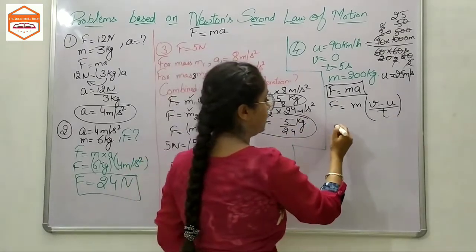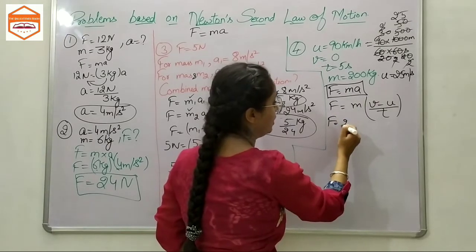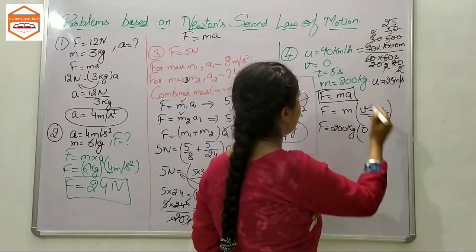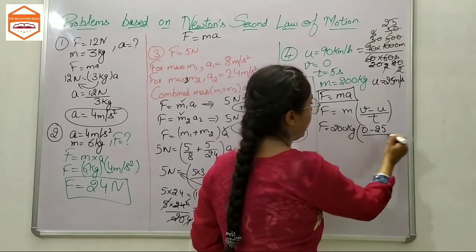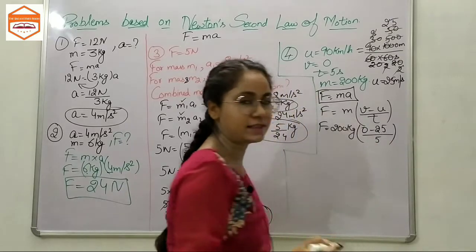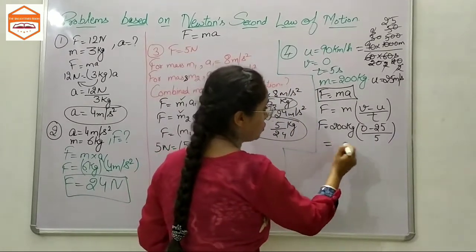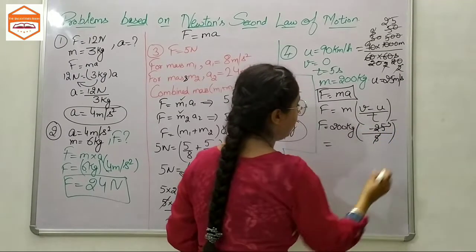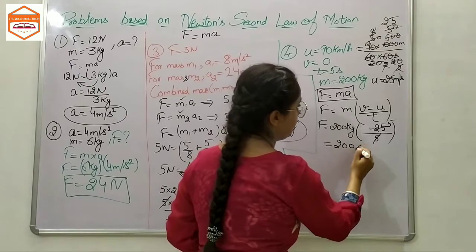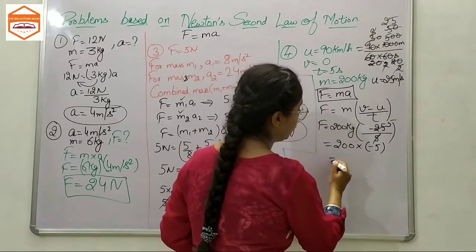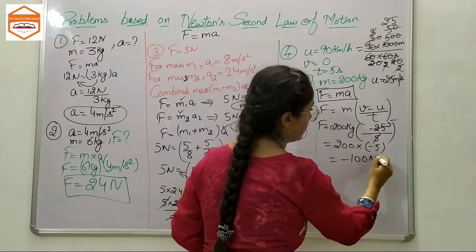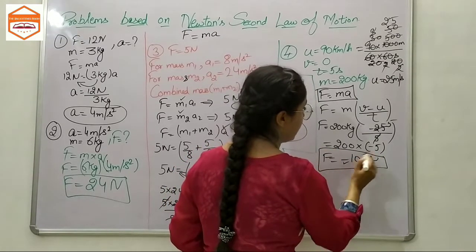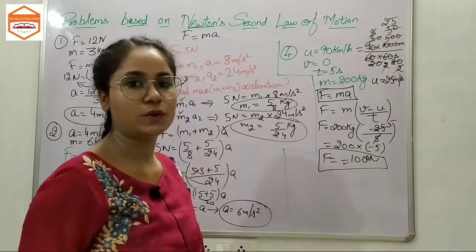Now we need to put in the values. We have 200 kilogram mass, 0 final velocity minus initial velocity 25, and upon time 5 seconds. Now we need to solve it. So 0 will be gone from here and it will be 5. So 200 times negative of 5, it will be negative of 1000 Newton. That means we have got the force of negative of 1000 Newton. This negative sign shows that it is an opposing force.